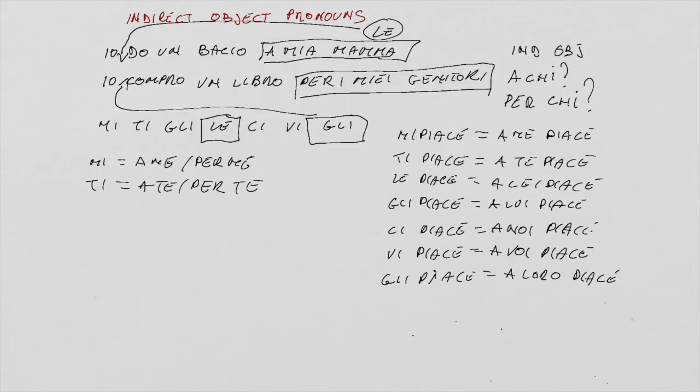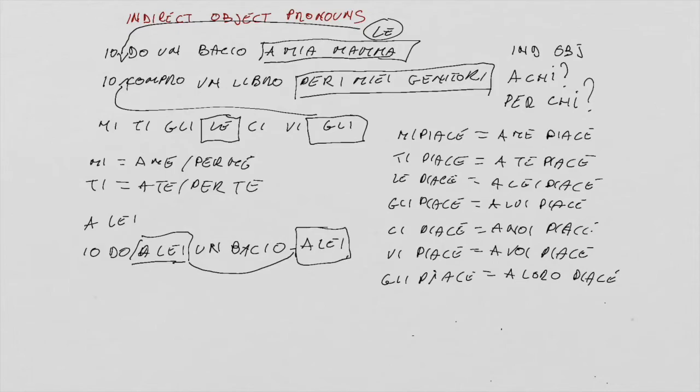And now let's see how we can use, instead of le, a lei. And the result will be io do a lei un bacio. You probably noticed that if you use the indirect object pronoun, you place it in front of the conjugated verb: io le do. But if you use the phrase a lei, you put the phrase a lei not in front of the verb but after. Io do a lei un bacio. Or you can even say io do un bacio a lei. But you don't put a lei in front of the verb. So you never say a lei do un bacio.